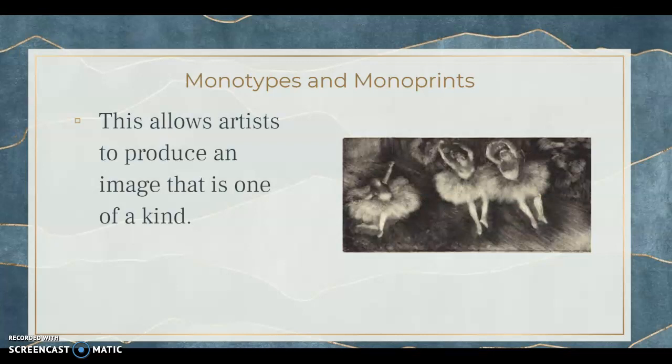Monotypes and monoprints. This allows artists to produce an image that is one of a kind. Nearly all printmaking is done in editions, so this is very unique and different considering the other types of printmaking. For example, a monotype image prints from a polished plate, perhaps glass or metal. Then the artist puts different marks on it to make them stand out. However, monoprints can be made using any print process. That is another special thing that can be seen with monoprints.